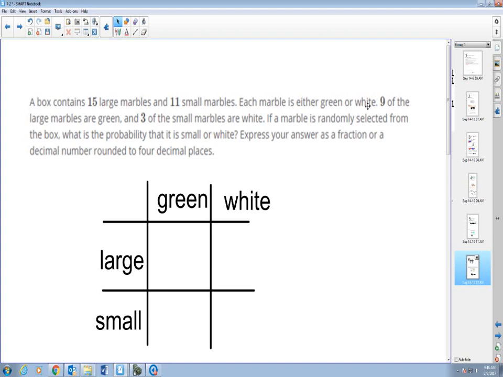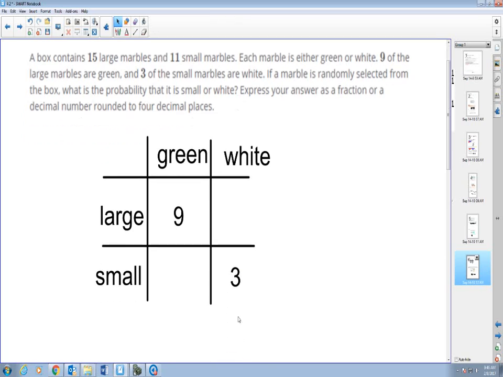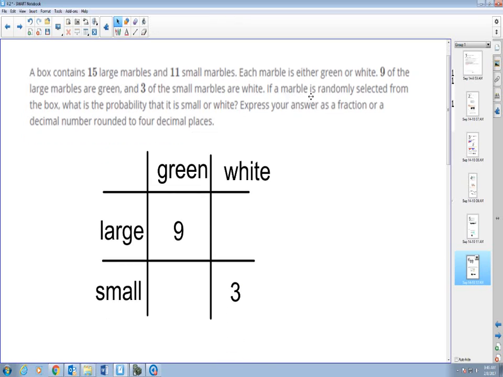Alright. 9 of the large marbles are green. So that's 9 right there. 3 of the small ones are white. So small and white, that's 3 of them right there. If a marble is randomly selected from the box, what is the probability that it is small or it's going to be white?